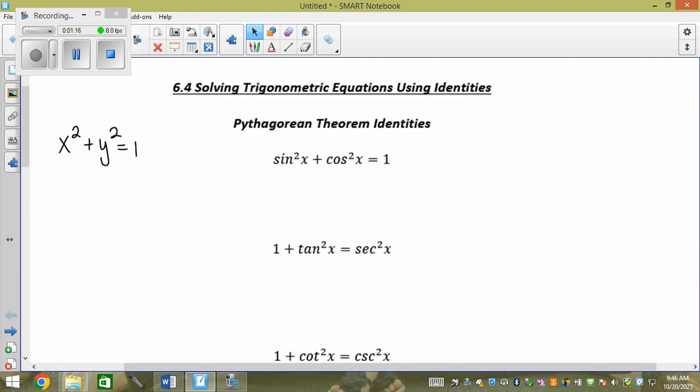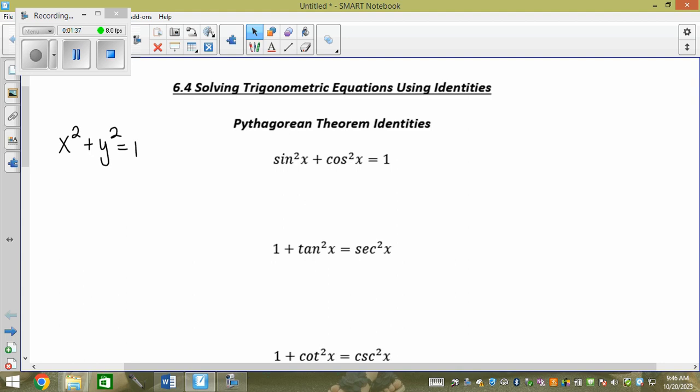So if I ever had a sine squared x plus cos squared x on my paper, I could literally just take that off, throw it away, and replace it with a 1. Could I not? Because sine squared x plus cos squared x equals 1. So if I had a sine squared x and a cos squared x on my paper, I could just be like, no, thank you. And I could replace them with the number 1, and it would actually be true, because sine squared x plus cos squared x equals 1.